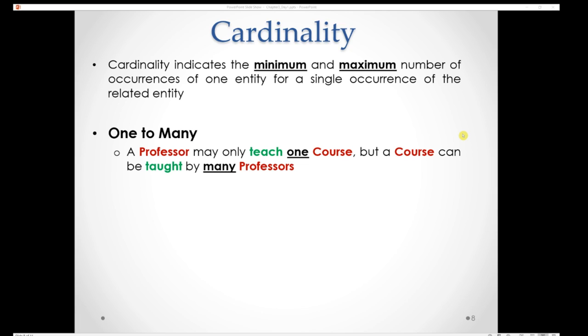So in the Hogwarts case, we have that a professor may only teach one course, maximum, but that a course can be taught by many professors, maximum. This sentence does not address the minimum cardinality.